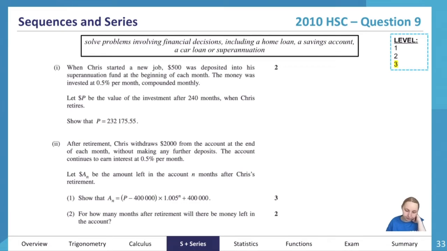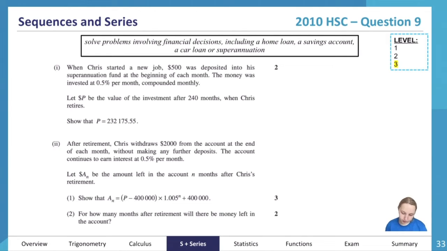Okay, part I. When Chris started a new job, $500 was deposited into his superannuation fund at the beginning of each month, and then the money was invested at 0.5% per month, compounded monthly. Let P be the value of the investment after 240 months when Chris retires. Show that P equals $232,175.55, worth 2 marks. Then part II has 2 parts. You'll notice you don't get this notation anymore in your HSC exams, but this is from 2010, which is why they've got this notation for different parts of a question.